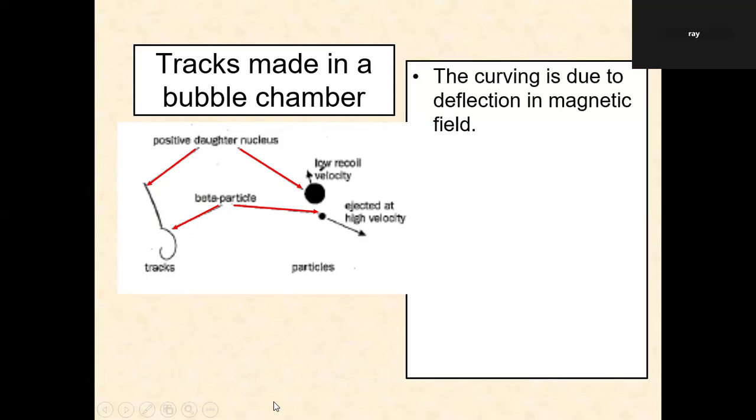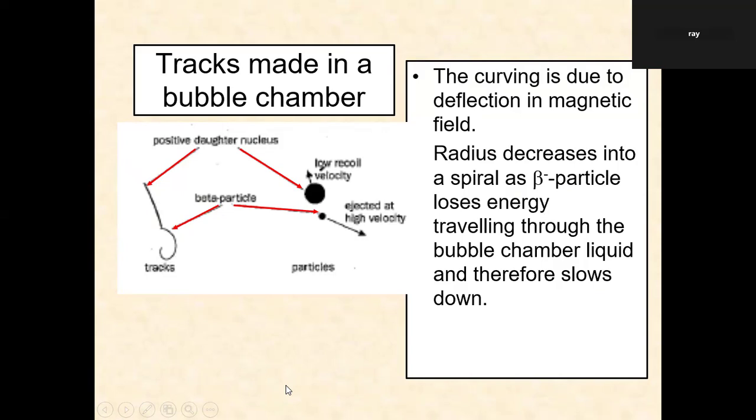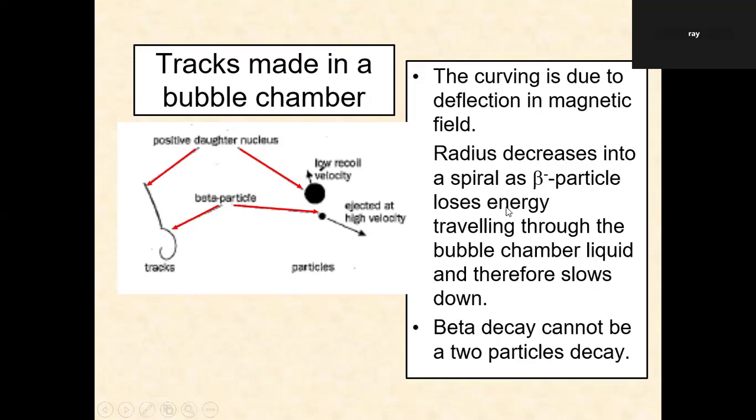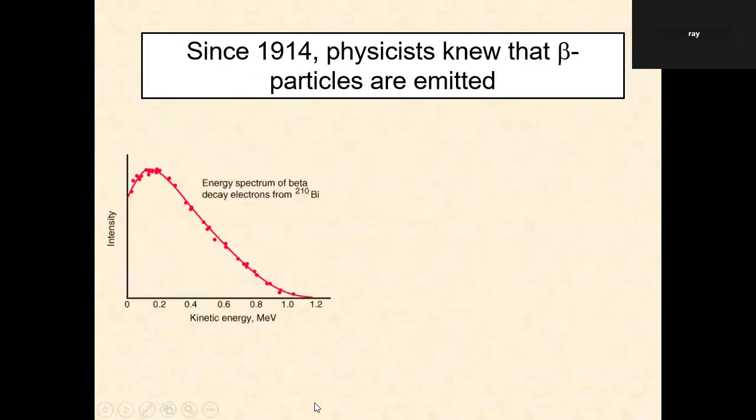This is your A2 work. The curving is due to the deflection in magnetic field. Radius decreases into a spiral as beta minus loses energy traveling through bubble chamber liquid and therefore slows down. Beta cannot be a 2-particle decay. You can see that it's not a 2-particle decay. Not like one will go up, one will go down, or one to the left, one to the right. It shows you that there's one going up, one going sideways, and another one going somewhere this way. So it's a 3-particle decay.